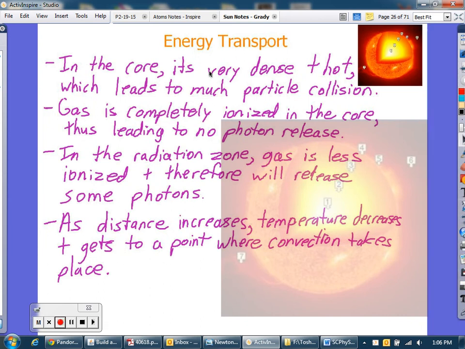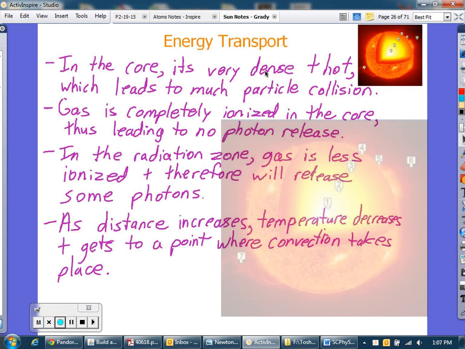So in the core, it's hot and dense. This is what I was talking about with fusion. This leads to a lot of particle collision. Because it's dense, there's lots of particles everywhere, and because it's hot, they're moving fast. Gas is completely ionized in the core, so there's no photon or light energy being created in the core. It's just heat energy.